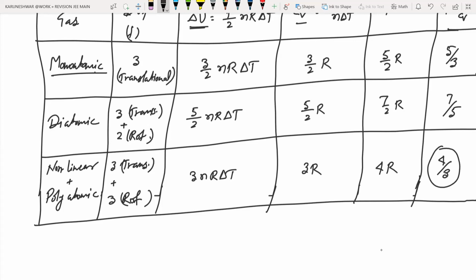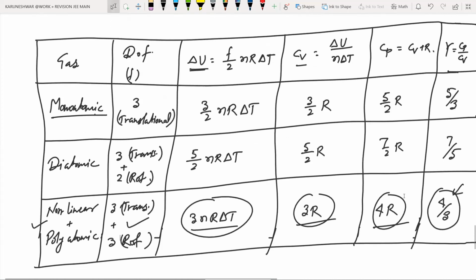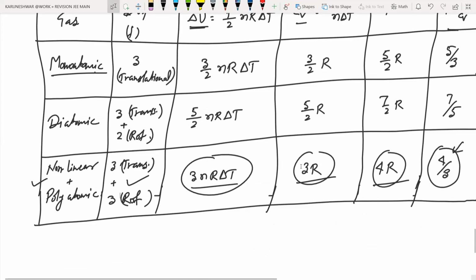Sometimes you are given the gamma value 4 by 3. You need to understand that this is non-linear and polyatomic, and keep that inside your mind. Once you see the 4 by 3 value, everything should be there in your mind: Cv will be 3R, Cp is 4R, and this is the change in internal energy. This will be the degree of freedom over there. So that you can solve any kind of question, difficult level or easy level. This chart is very important to have.